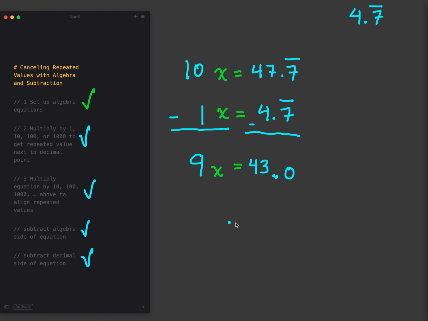And so that is the entire process here. You could say 9x, you could get rid of that 0.0, so you could say 9x equals 43 as well. Either one of these is fine for right now. You couldn't include the 0.0, it doesn't matter, but both of these would be correct answers for this problem.